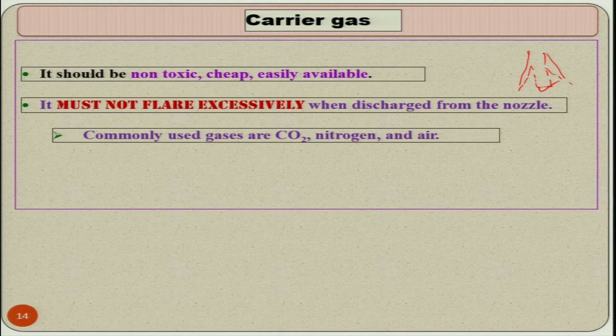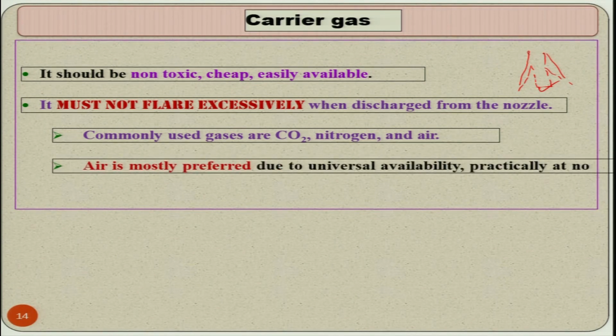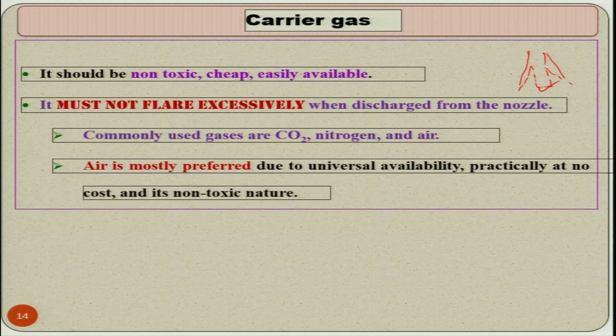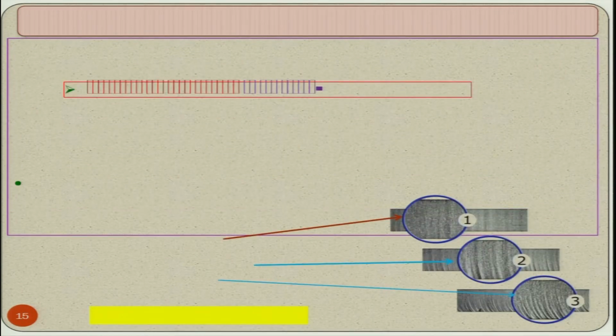Commonly used gases are CO2, nitrogen and air. Now, depending upon the cost and your work, you can choose one of them. Air is mostly preferred due to universal availability at no cost, because from the environment you can fill it in the cylinder, compress it with the help of a compressor to get the desired pressure of the air, and a very important thing is that it is non-toxic in nature, because we keep breathing every day, 24 hours. So, it is not harmful to human beings.